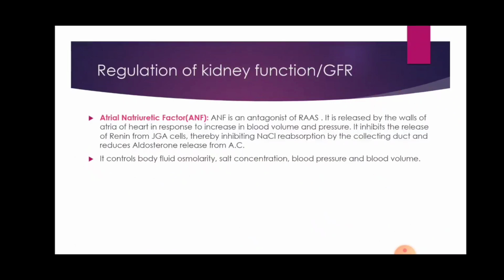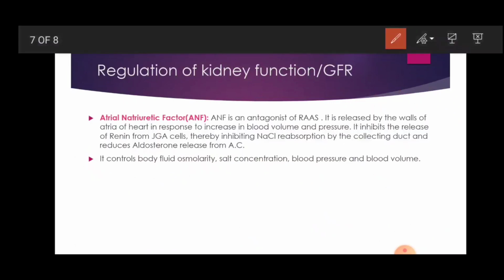And last is regulation by ANF, atrial natriuretic factor. Actually, ANF is an antagonist of RAAS. It opposes the regulation by the renin-angiotensin-aldosterone system. It is released by the walls of the atria of the heart in response to an increase in the blood volume and pressure. So when there is increased blood volume and pressure, the walls of the atria of the heart release atrial natriuretic factor, which inhibits the release of renin.